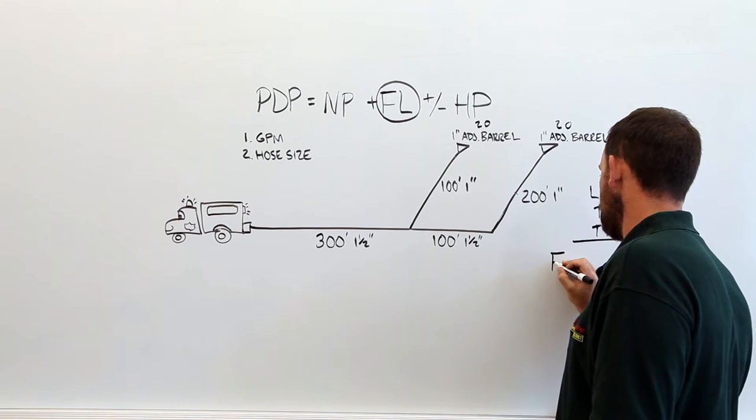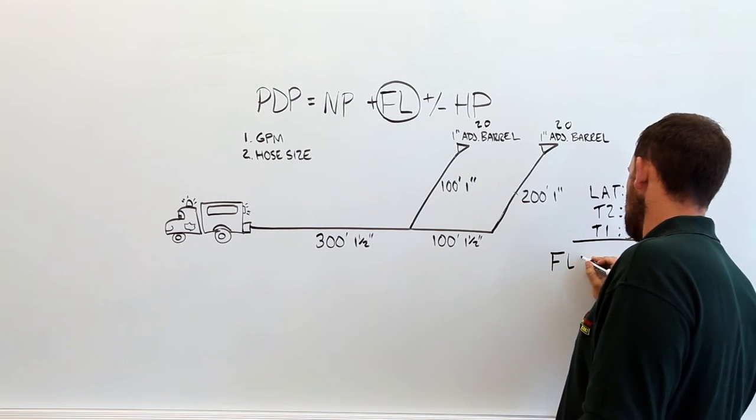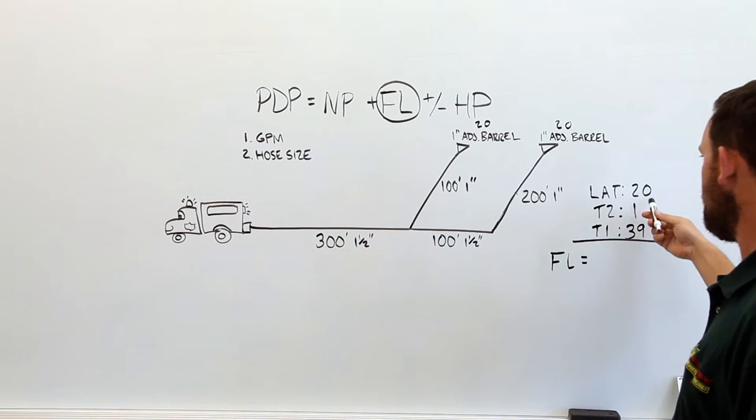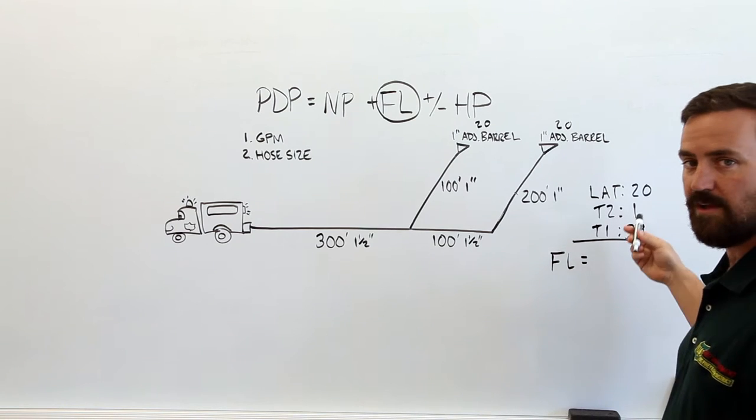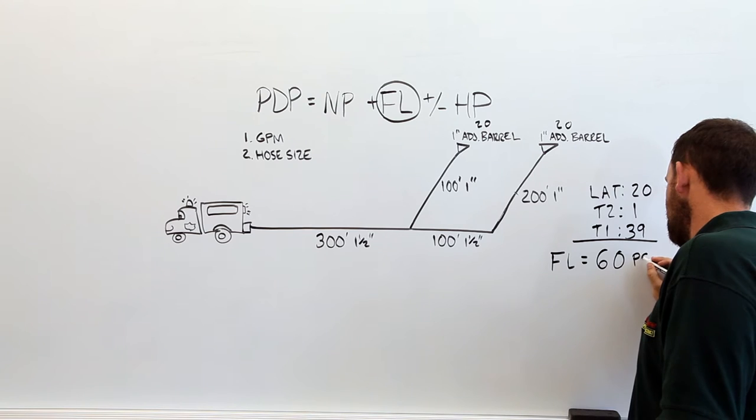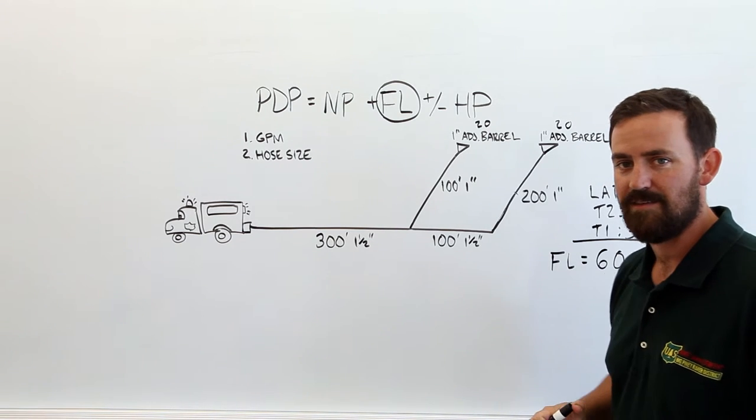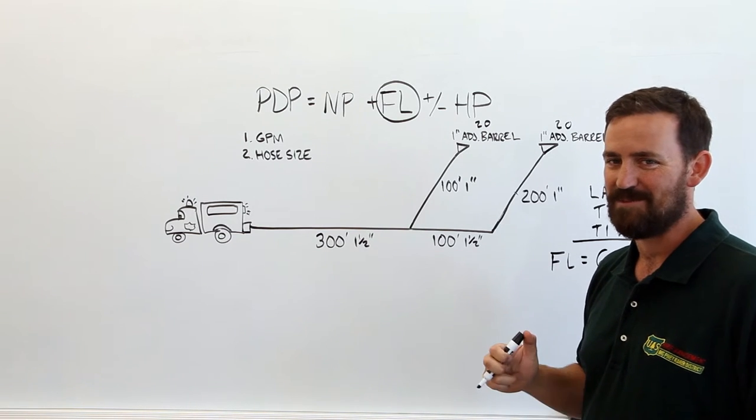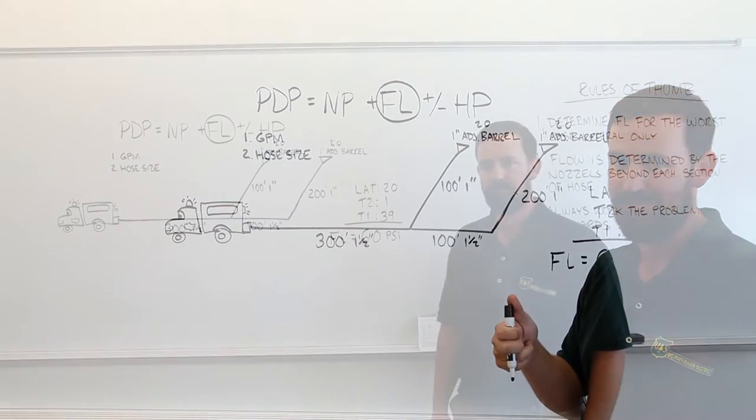So our total friction loss for the hose lay equals 20 plus 1 plus 39, or 60 PSI of friction loss. I'm sure at this point you have some questions, so we'll cover the rules of thumb.